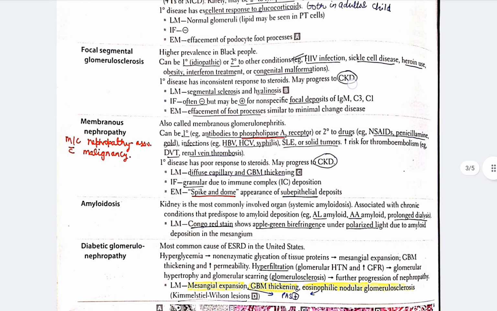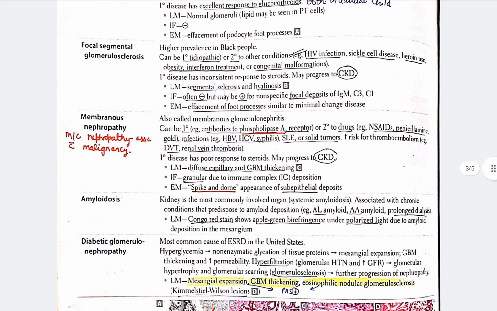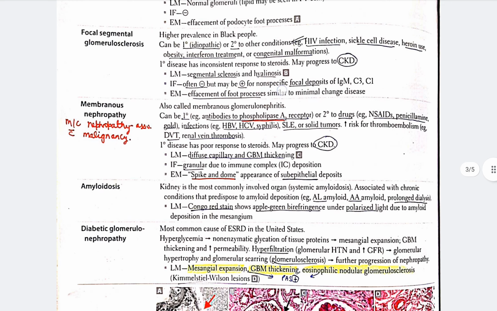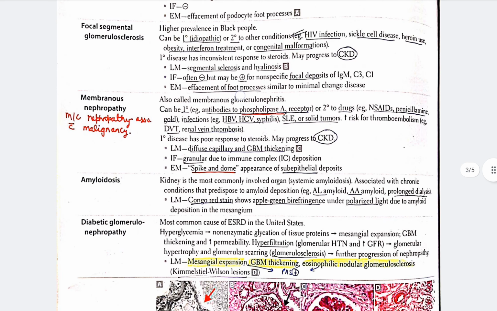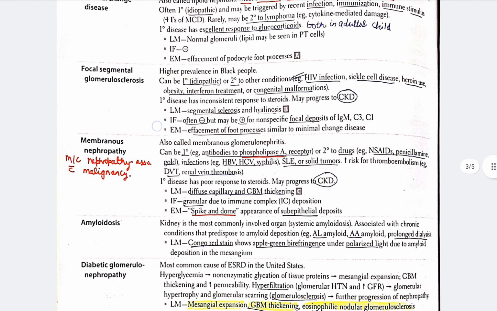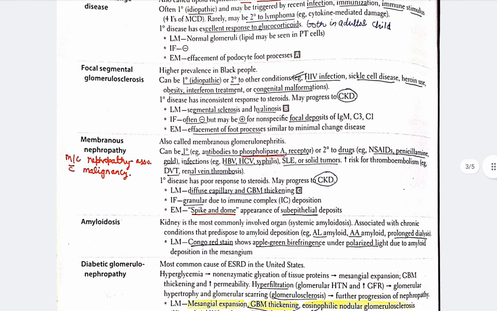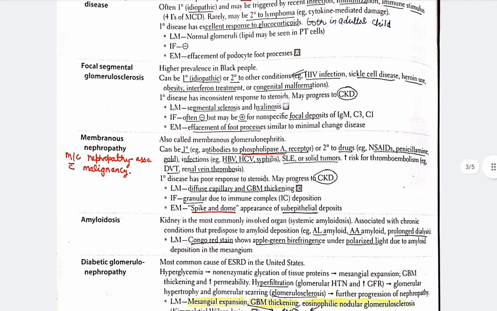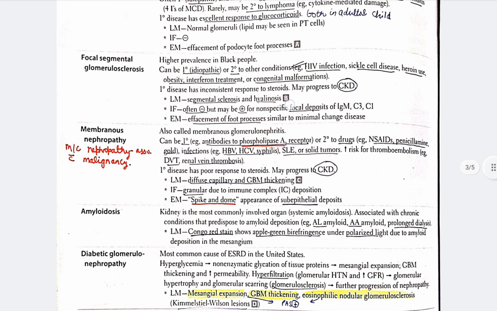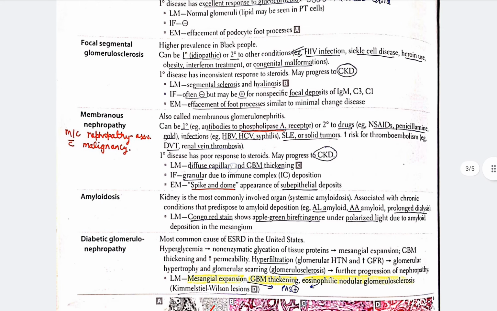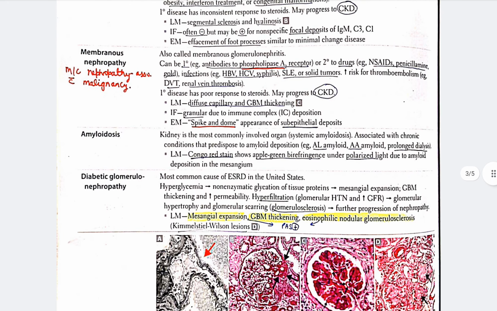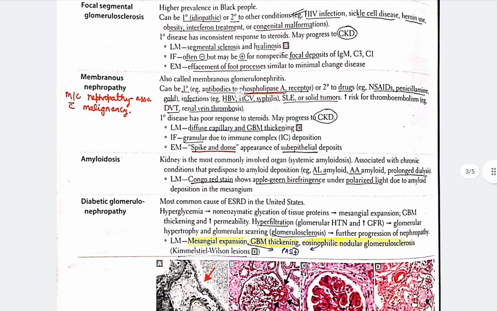It can progress to CKD, segmental sclerosis, and hyalinosis. Immunofluorescence is often negative, but may be positive for focal deposits, and there is effacement of foot processes. So in immunofluorescence and electron microscopy, it is similar to minimal change disease, but the difference is it does not respond to steroids, and on light microscopy changes are visible. So minimal change, then some changes, focal changes, then membranous changes. Membranous change is also called membranous glomerulonephritis.